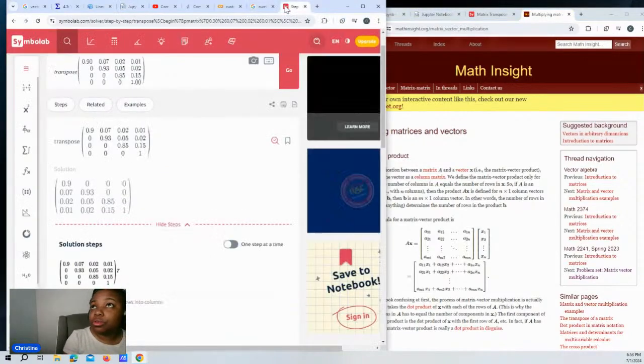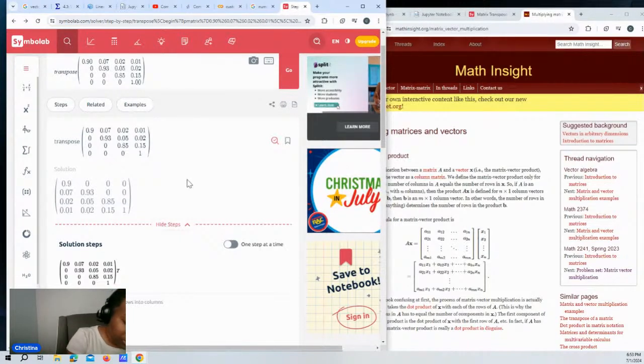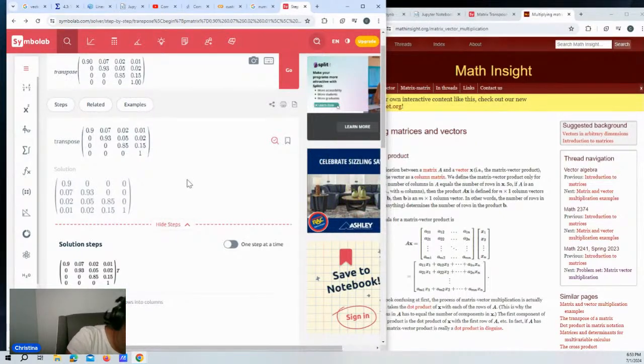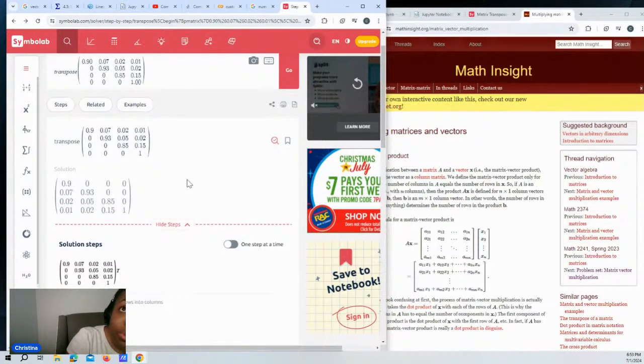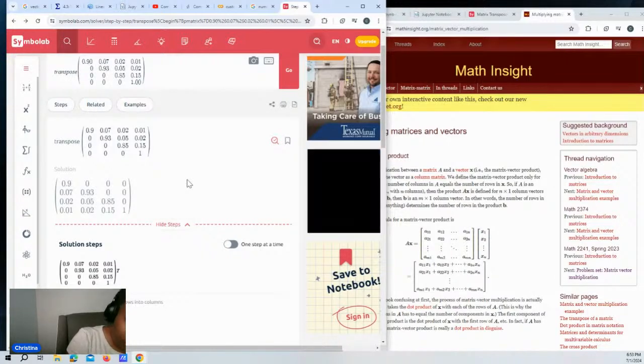If I transpose it, I get 0.90, oh, 0.9. Sorry. 0.90000. 0.07, 0.93. 0.0002, 0.05. 0.850. 0.01, 0.02. 0.151. That's my new matrix.